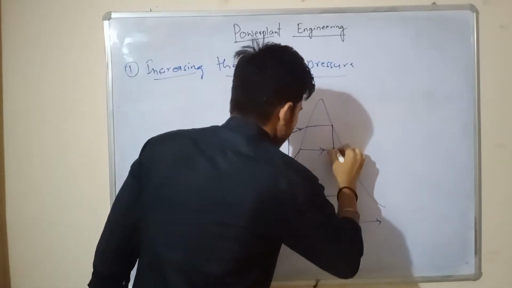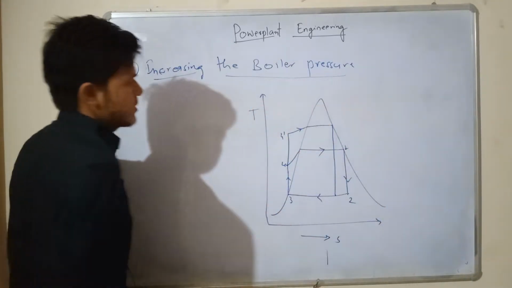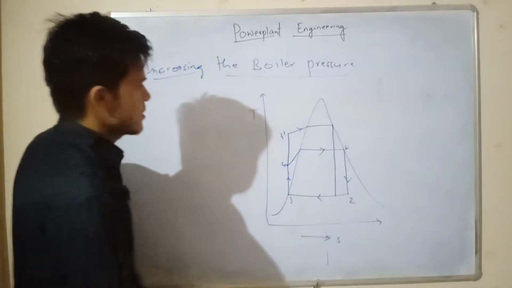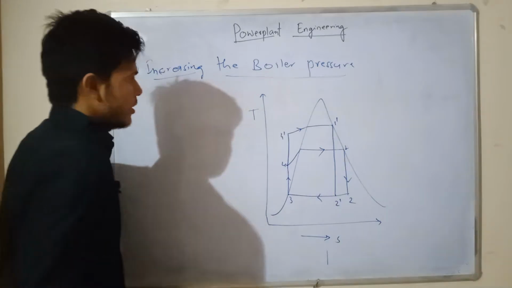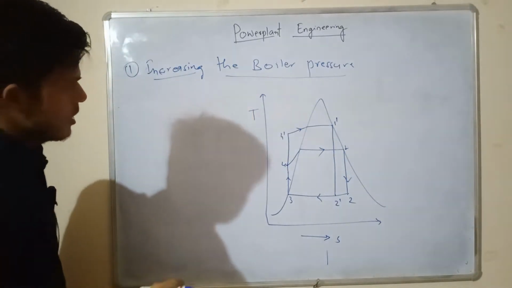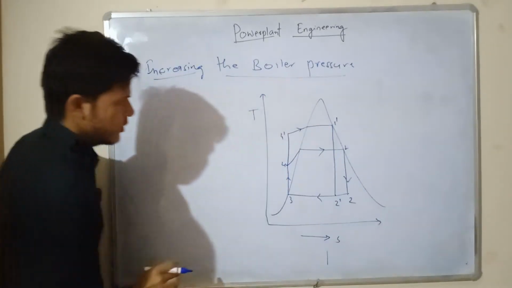Let's see. The cycle becomes like this. The TS diagram becomes like this, and this will be 1 dash, and this will become 2 dash. Okay, now from the TS diagram, observe the diagram very carefully.